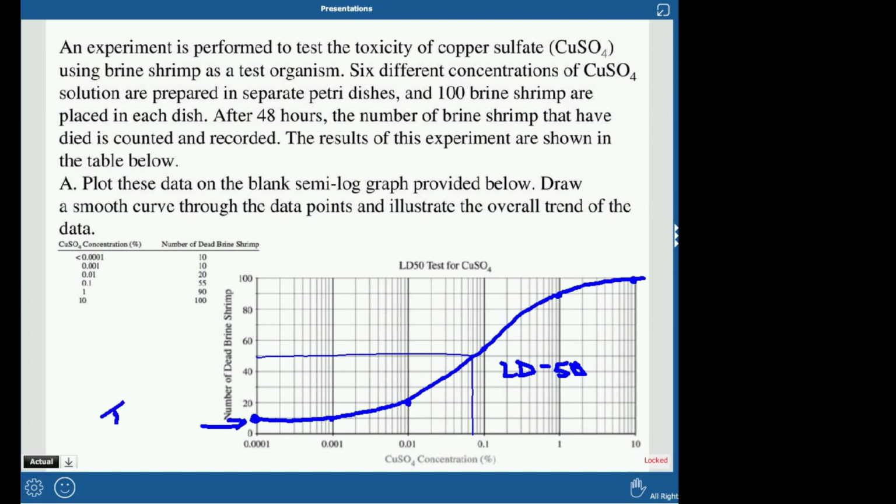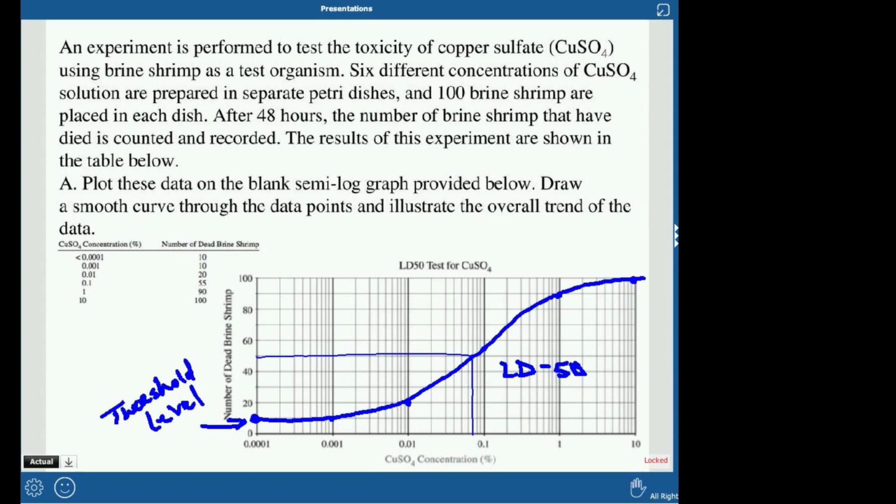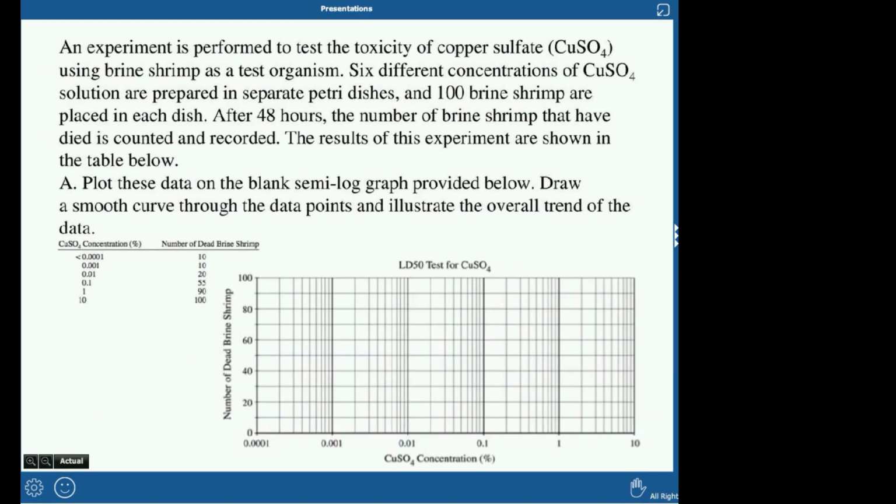Okay, because there's nothing below that. But if there was a 0, let's say, for example, that the graph actually ended up looking something like this. When we start having an effect right here, it starts curving upwards, then we could call that the threshold level. But we're already above 0 at our very lowest number, so we just have to use that.